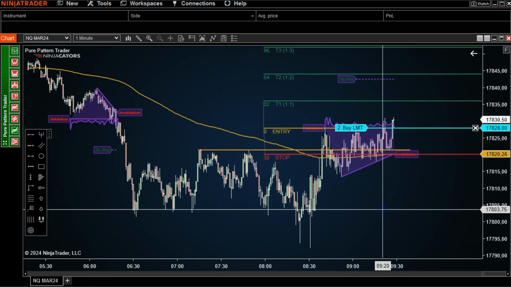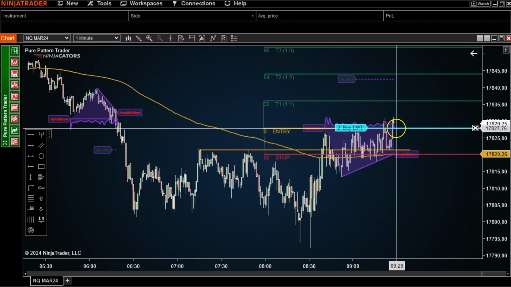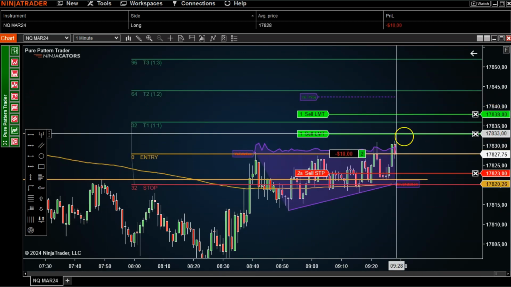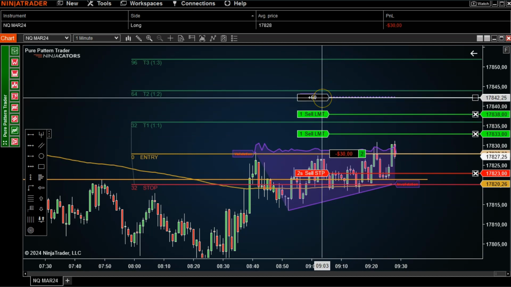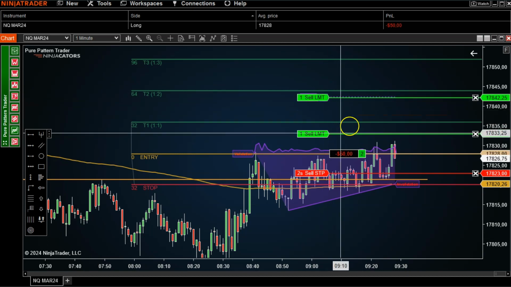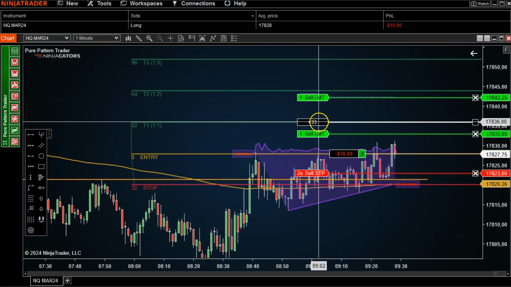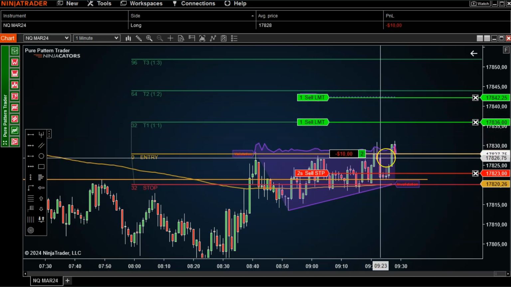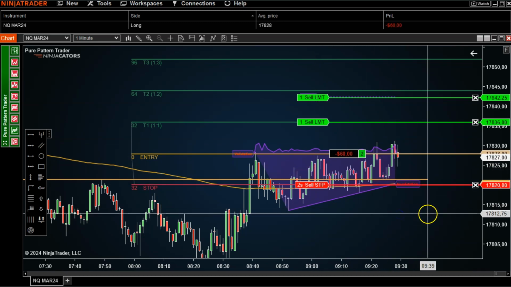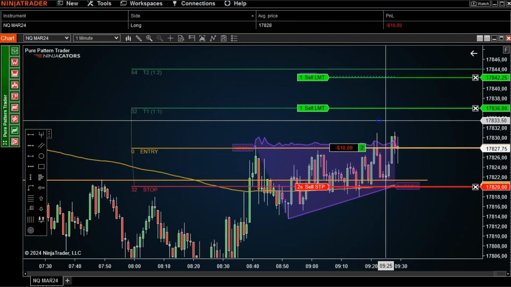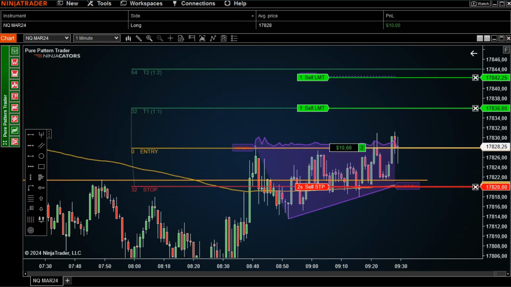Decided to get in with 2 contracts. Always like trading with 2 contracts. And as soon as I got filled, I positioned my further target, or second one, at my target projection level. My first target went at a 1-to-1 risk reward ratio, and then I just positioned my stop loss at the invalidation level.